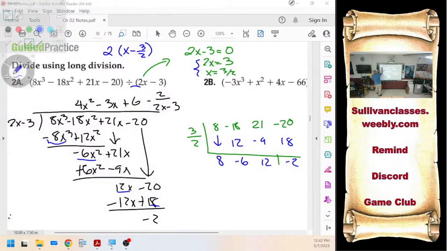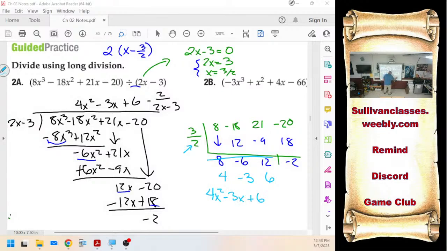Very simple fix. If I have 2 for a denominator here, I need to divide all this by 2. I'm not going to divide my remainder, because what do I always do with my remainder? It's going to be over 2x minus 3 anyway. So it is still 4x squared minus 3x plus 6, and then minus 2 over 2x minus 3. See, the 2 is already there. So I don't divide that part by 2 because it's the remainder. It's going to be put over the divisor anyway.